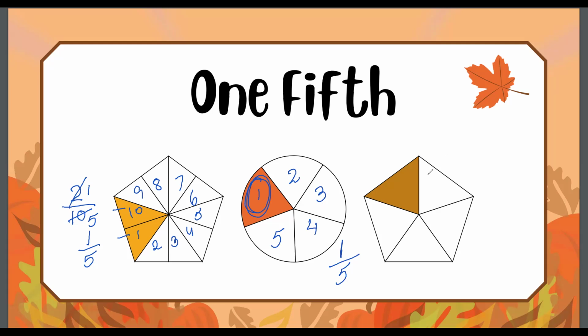Now let's talk about the third one. How many parts are there? 1, 2, 3, 4, 5. So the total number of parts we write at the bottom, and the number of colored parts we write in the numerator, and that's how we have got 1/5, right?